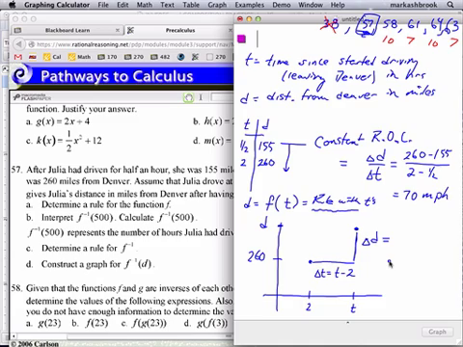All changes in distance are 70 times whatever change in time you have. If you go 2 hours, you go 70 times 2 in distance. If you go a half an hour, you go 70 times a half. So our time is t minus 2 that we've gone. So our change in distance is always going to be 70 times that change in time. This is proportional reasoning.